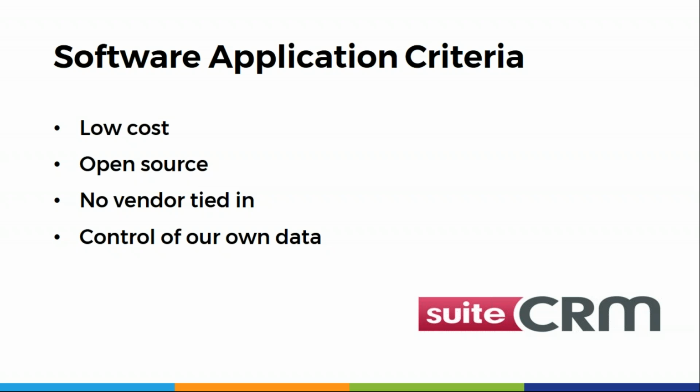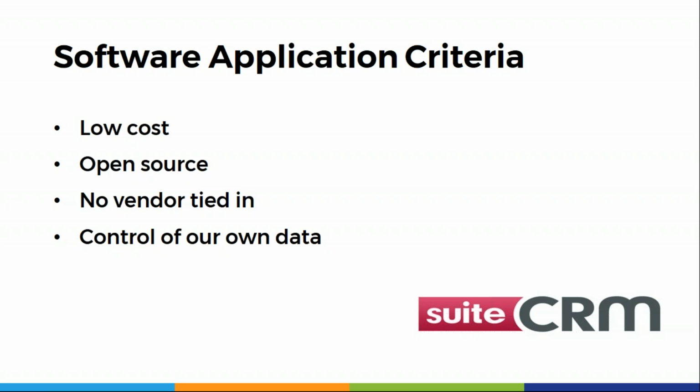The second one is we want something to be open source. What that means is the software itself, the source code, has to be open and can be freely distributed to everyone. And for developers, that means we can also freely modify the source code to make it fit our workflow and data structure, so we're looking for open source software. And then the third and fourth ones are sort of tied together: no vendor tie-in, and have control of our own data.